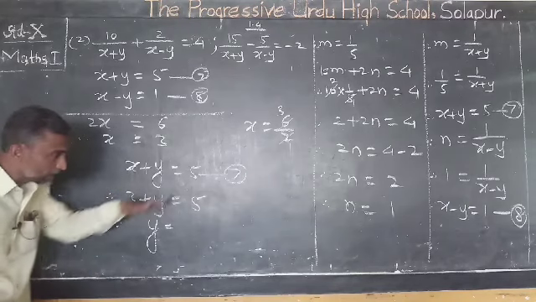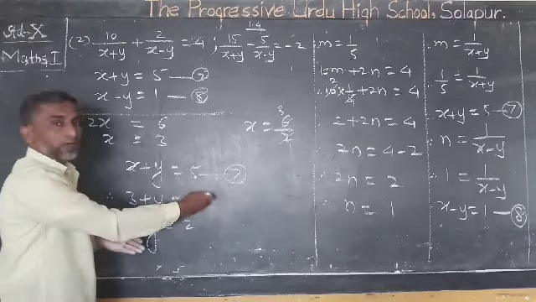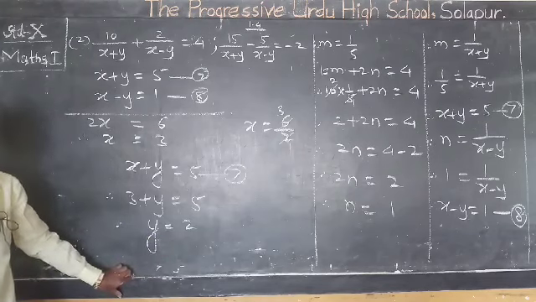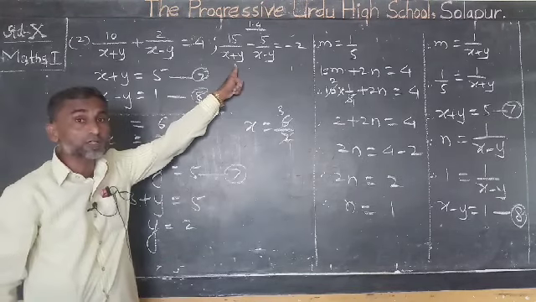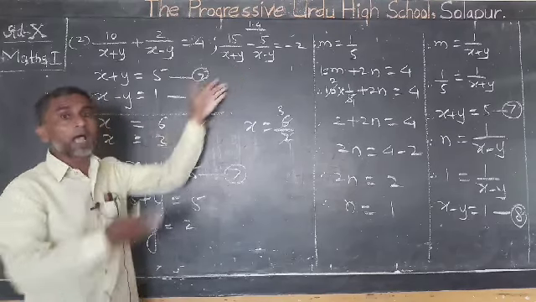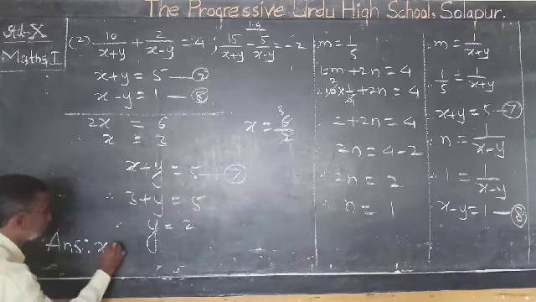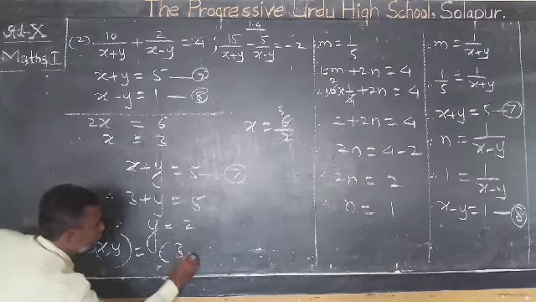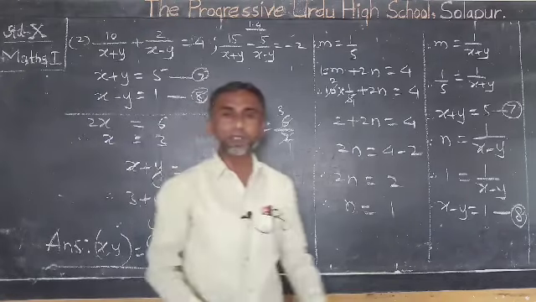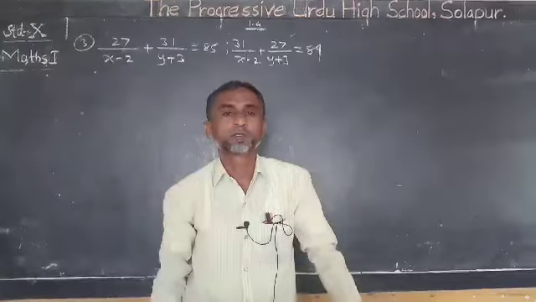Subtract 3 here and subtract 3 here as well. y is equal to 2. How? Take it to the right hand side: 5 minus 3 is 2. So in this way, (3, 2) is the solution of these two equations, not simultaneous equations. We have converted them into simultaneous equations and solved. In the last line, write the answer: x, y is equal to (3, 2) is the solution of the given equations. In this way, we have solved the second example from practice set 1.4.